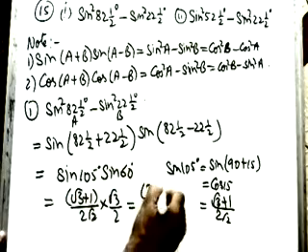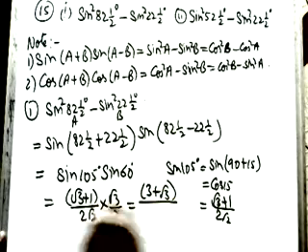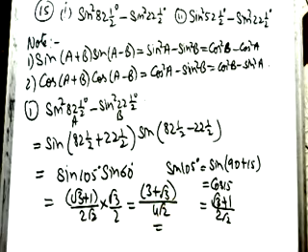Let me multiply: root 3 into root 3 is 3, plus root 3 into 1 is root 3. Divided by, we write like this, 2 into 4, that is 4.